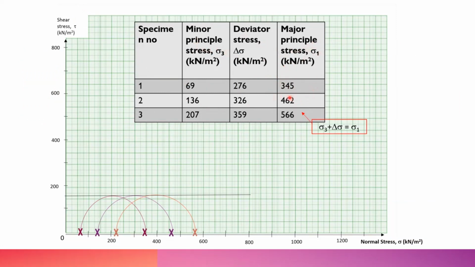The major principal stress is calculated by adding these 2 parameters: 345 for specimen number 1, 462 for specimen number 2, and 566 kilonewton per meter square for specimen number 3. Once you have both principal stresses, minor and major, you can plot the Mohr circle. This is the Mohr circle for sample 1, this is the Mohr circle for sample 2, and this one is the Mohr circle for sample 3.